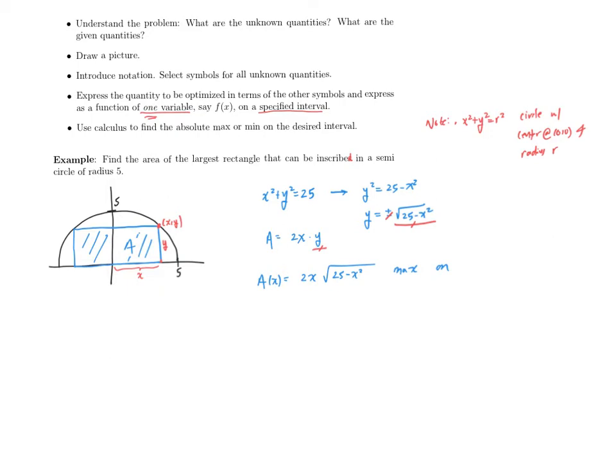And what is the interval in which x lives? x can be as small as 0 and as big as 5. And in this example in particular, you can see that this is where the picture really is handy to identify that interval in which x will lie.